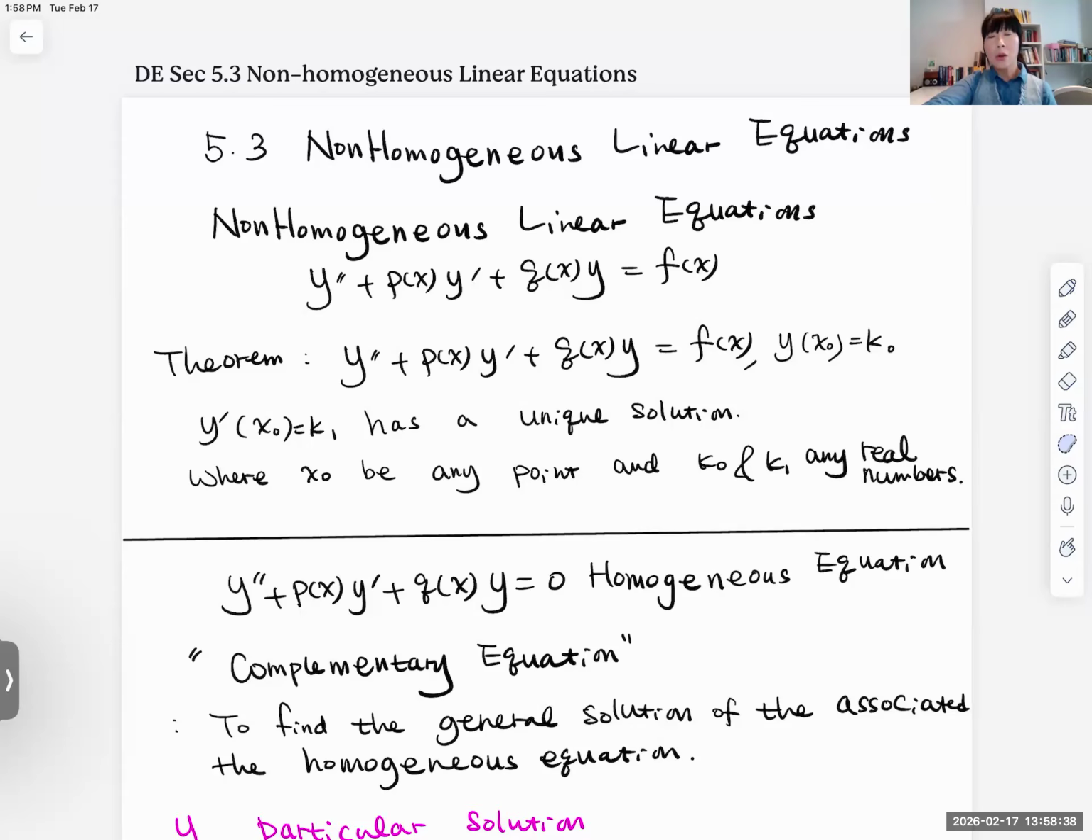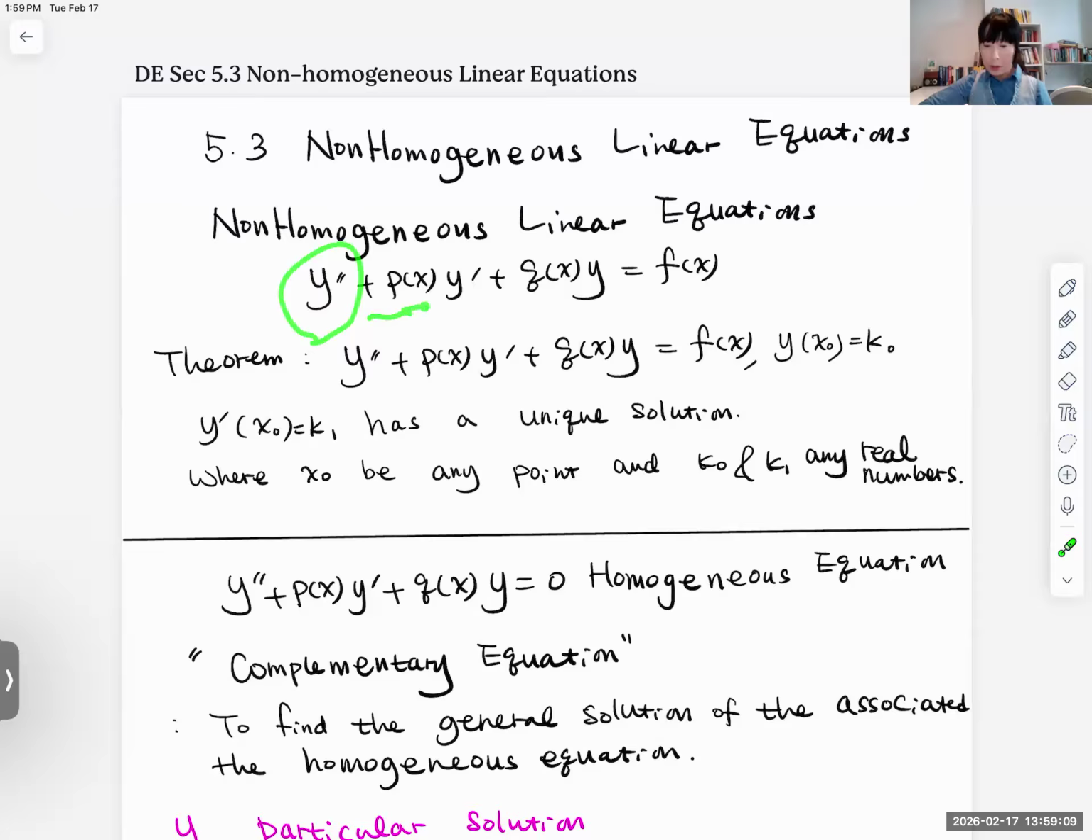5.3 Non-homogeneous linear equations. So far we learned homogeneous linear equations, right? But this time it is non-homogeneous. So let's talk about that. Let me make it a little bit bigger for volume. Okay, so if we had this equation, let's take a look.